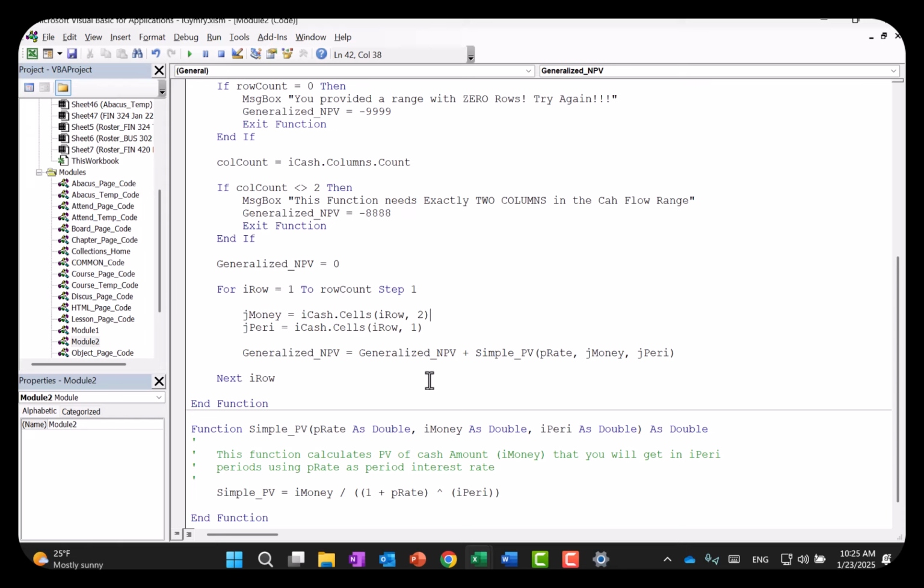It's going to go to the second row of the range, grab the money, grab the period, calculate the present value of that, add to the present value of the first one, then go back to next 3. At that point, generalized MPV is the present value of the first 2 sets of cash flows. Calculate the PV of the third, add it to the first 2. Now you have the present value of the first 3. See, it keeps repeating itself. It's a loop. Once next IRO exhausts the list, it says, okay, I'm done. It goes to the next line. In this case, there is nothing else we want to do. That's it. We're done.